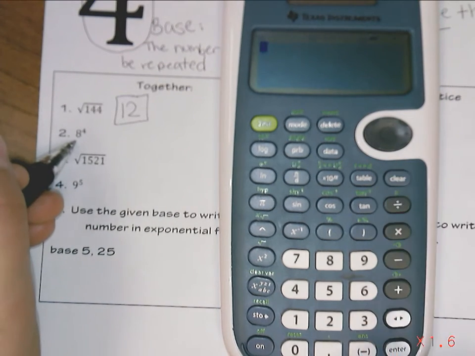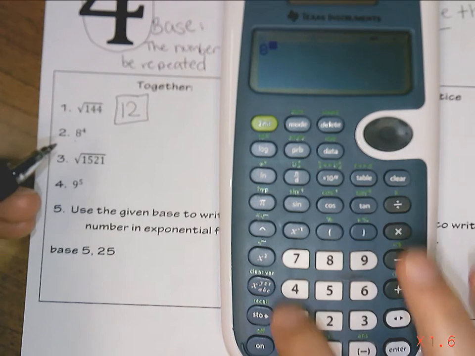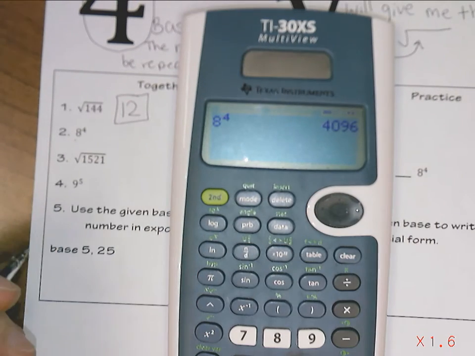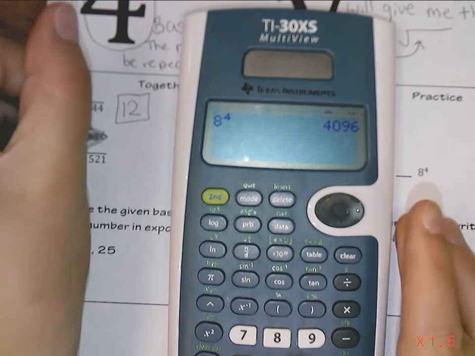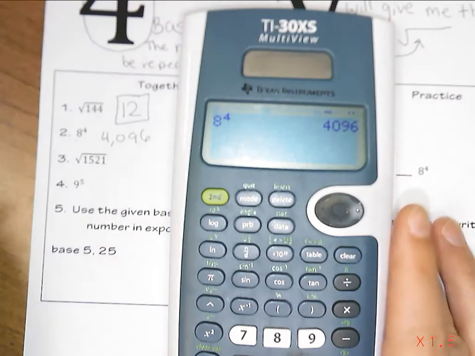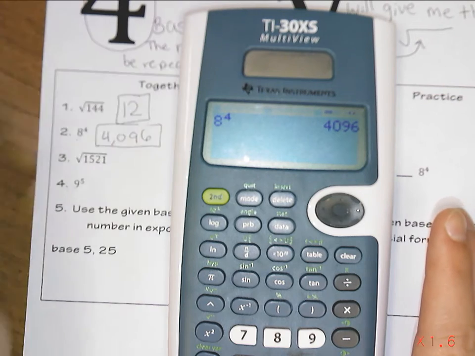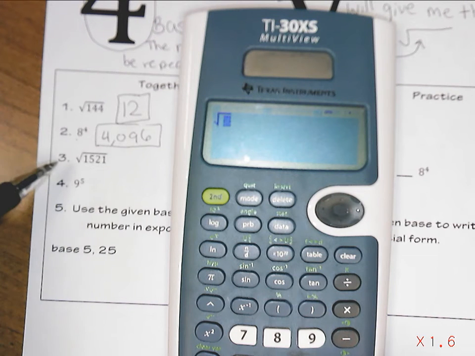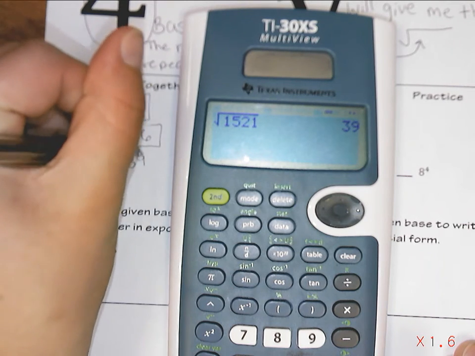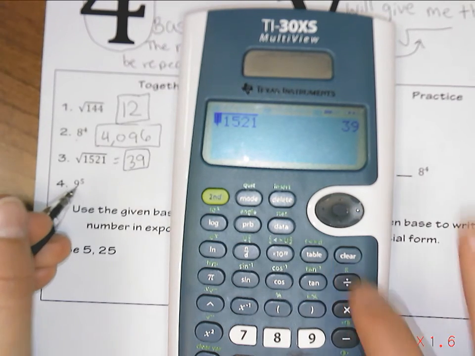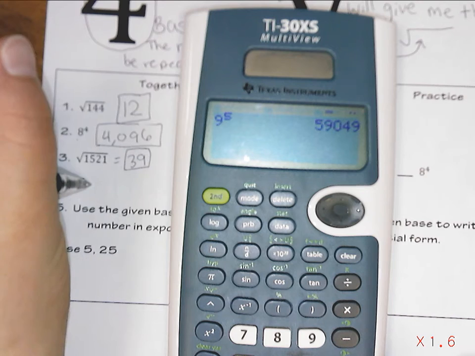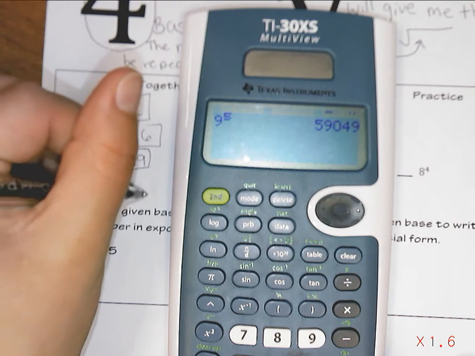8 to the 4th power. 8, hit your caret button, to the 4th power gives you, oh, you can't see it very well. There you go, 4,096. Next, you have the square root, second x squared button, of 1521. Hit enter and you get 39. Then you have 9, hit the caret button, raised to the 5th. Ooh, that's a big one. 59,049.